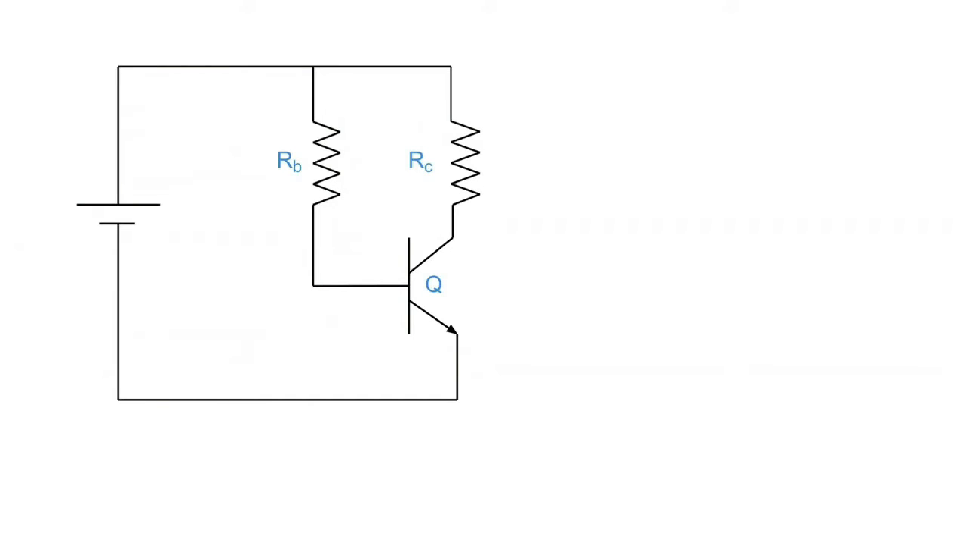In order for that to happen, I need to have a voltage. So let's assign a voltage. Let's go with 24 volts. We're going to start with 24 volts. Now we need to figure out what the voltage is across RB.